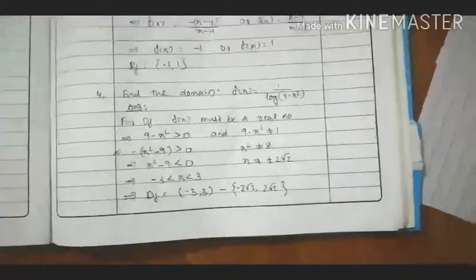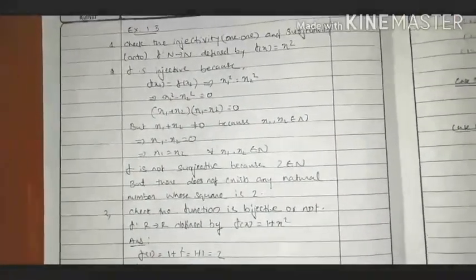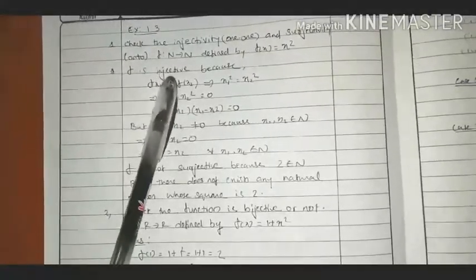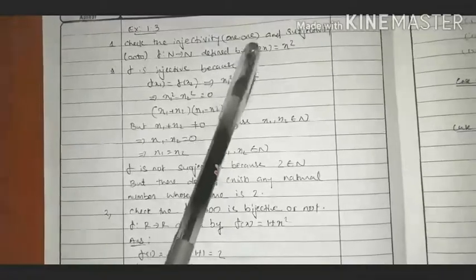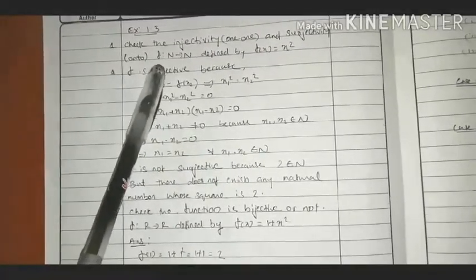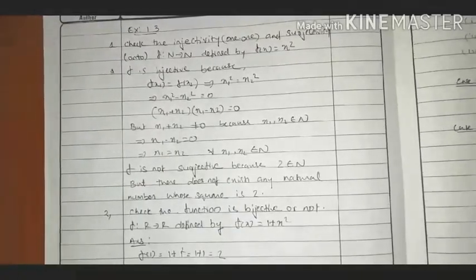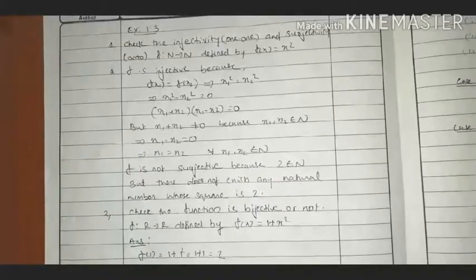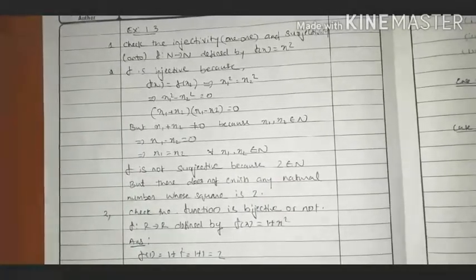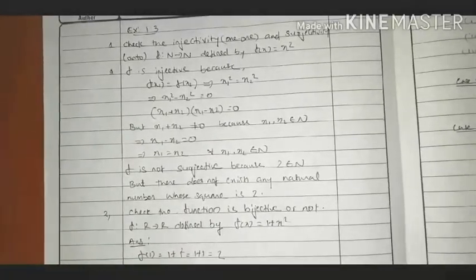We will discuss a few problems related to exercise 1.3. The first question: check the injectivity, that is one-one, and surjectivity, that is onto. The function f is defined from N to N, that is natural numbers to natural numbers, by f of x equal to x square. You have to remember the conditions for one-one and onto.